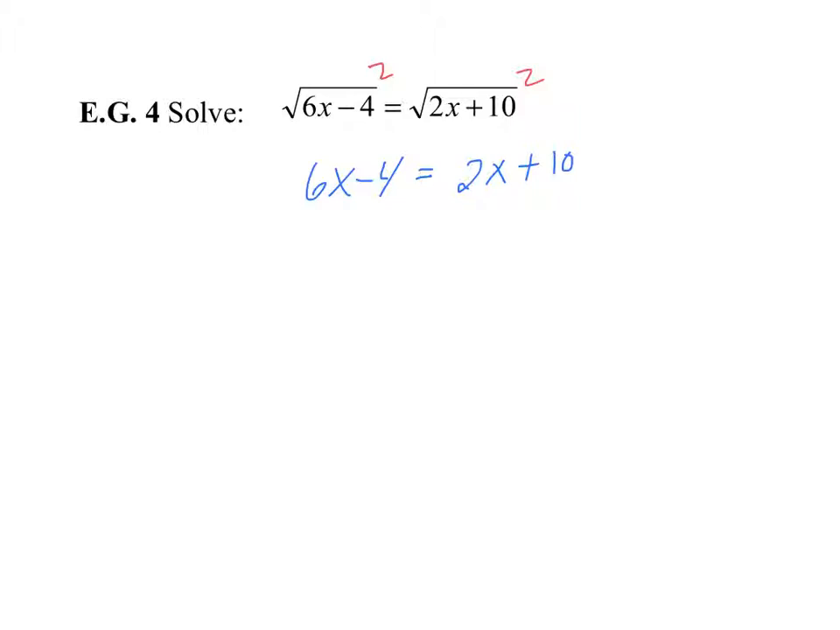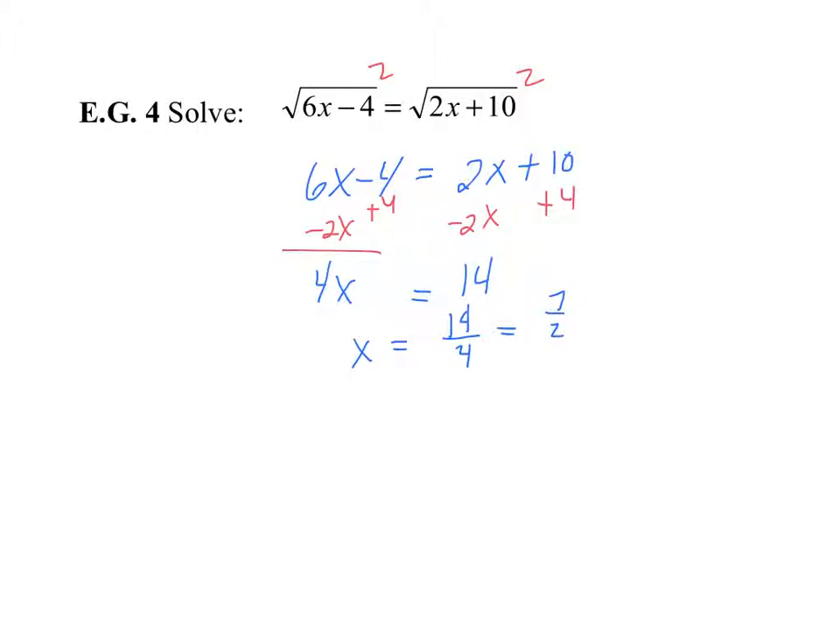Okay, so now we're just back to a regular algebra equation. Get the x's on one side. So I'll bring the smaller x over here. That'll give me a 4x. That means I'm bringing this 4 to the other side. Divide by 4. 14 over 4 is reduced to 7/2. You can get a decimal if you'd like.